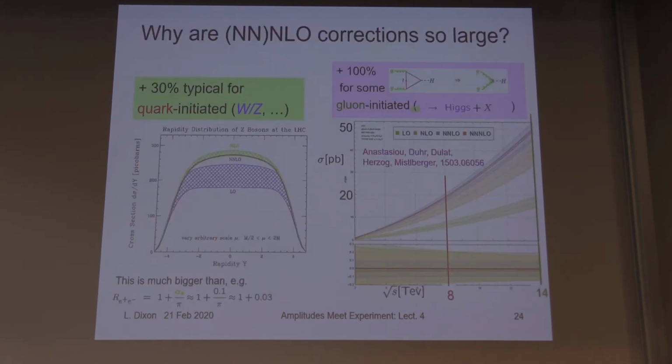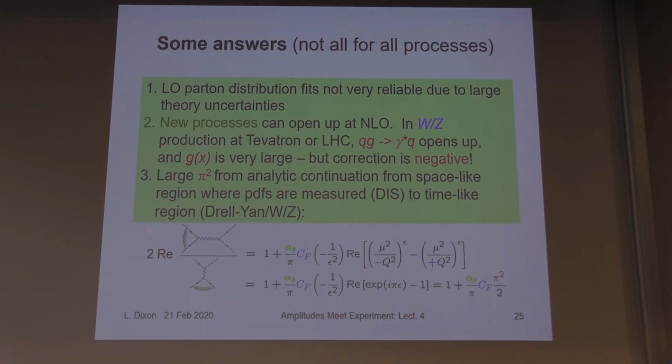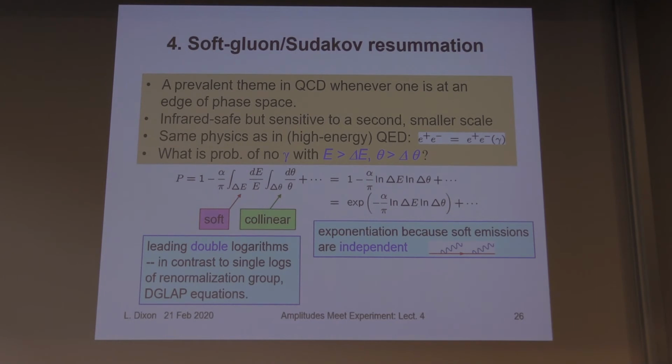Now, these things are not systematically identifiable as a large parameter. There are some cases where there's an identifiable large logarithm where you can resum leading and subleading logs. And there's actually a huge number of different cases to consider. A large number of them go under the heading of Soft-gluon or Sudakov resummation. And these happen often at some edge of phase space.